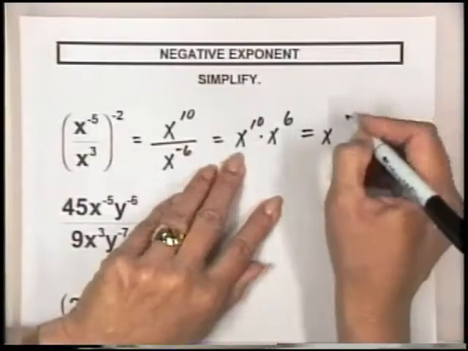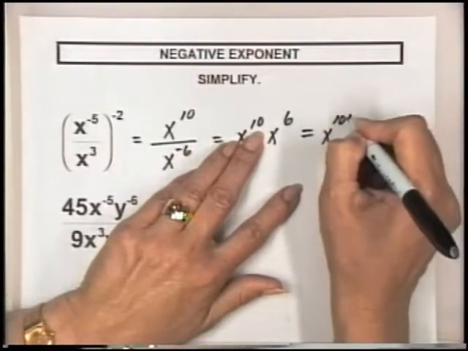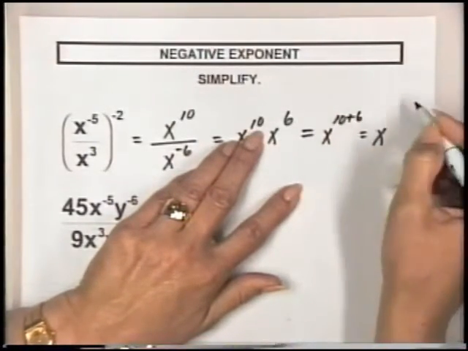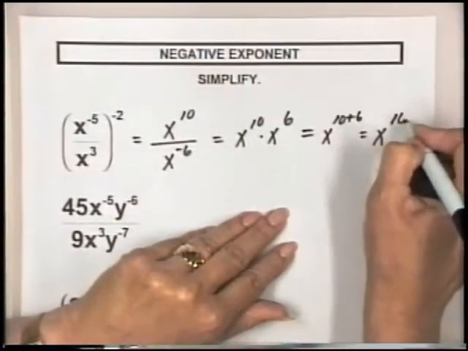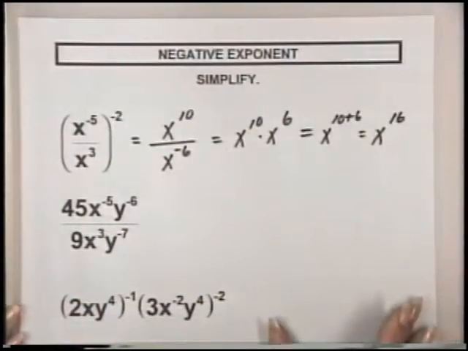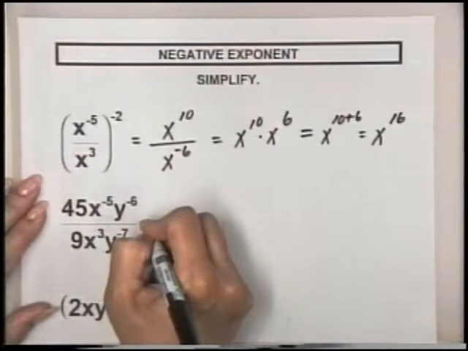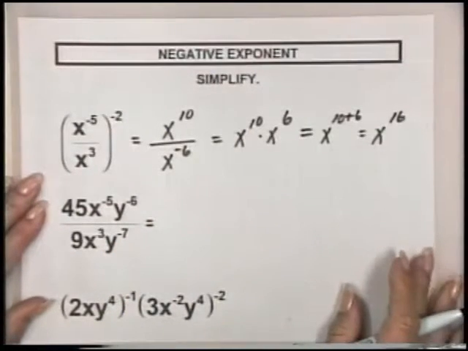When I multiply like bases, x to the 10th times x to the 6th, I add the exponents. So I will have x to the 10 plus 6, or 16th power.